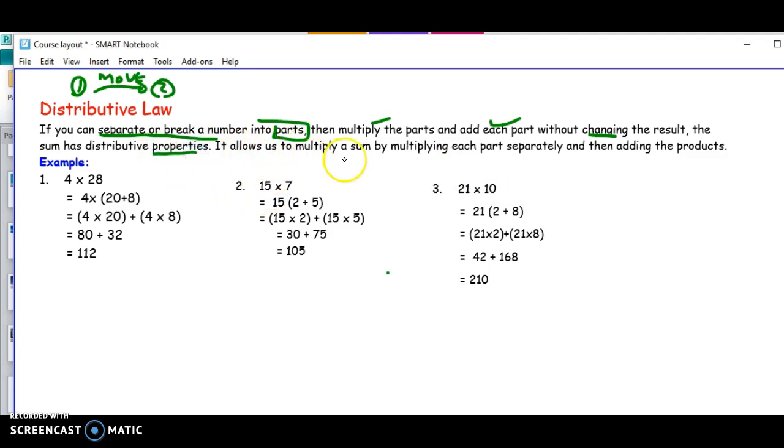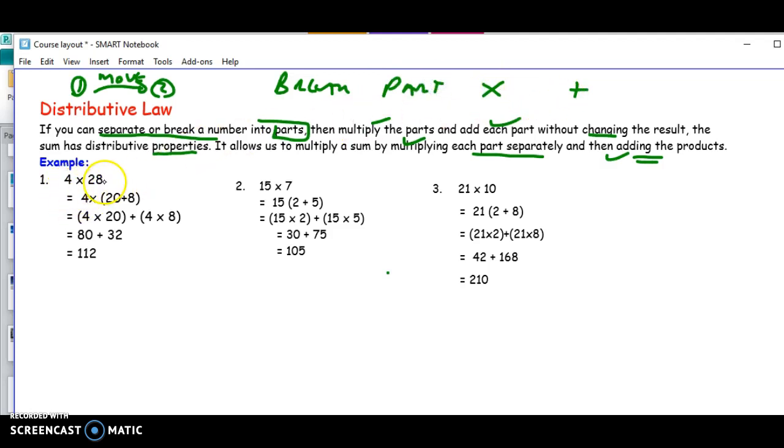Now this allows us to multiply a sum by multiplying each part separately and then adding the products. But first multiplying and then adding. Very important. First multiply, then add. So we break into parts, then we multiply and then we add.